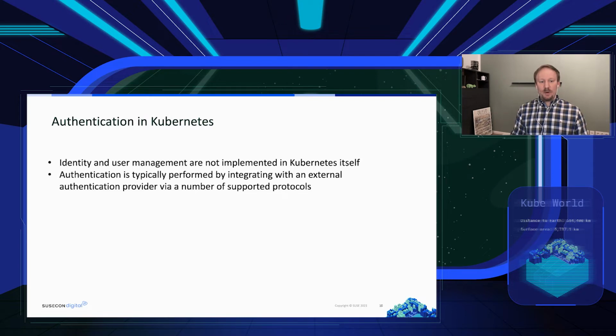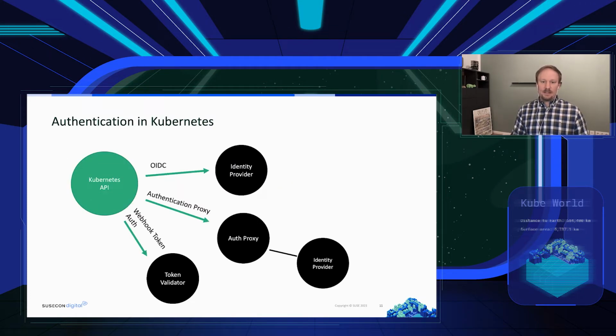Now let's talk about some specifics in Kubernetes. First of all, Kubernetes does not come with its own identity and user management. This is purposely not implemented in Kubernetes itself. Instead, Kubernetes provides a set of interfaces and a set of authentication protocols that allow you to integrate your user management from an external system. So let's look at some of these protocols that are available here. Actually, these are the most important ones. Start off with OpenID Connect. This allows you to integrate your cluster with an OIDC compliant identity provider.